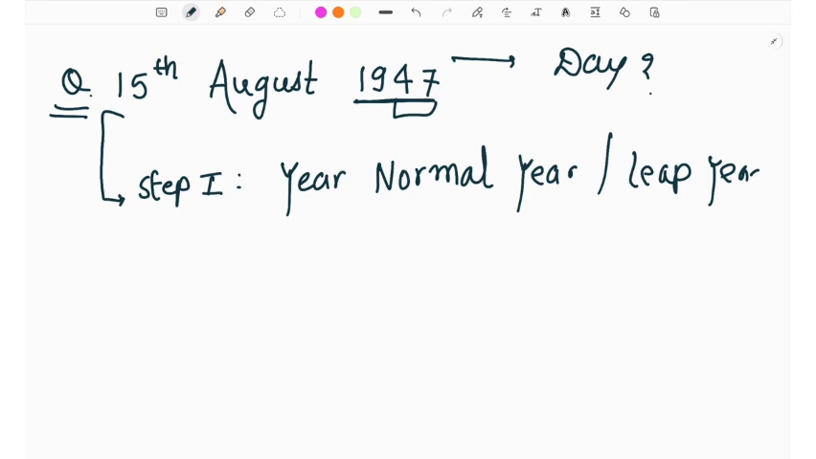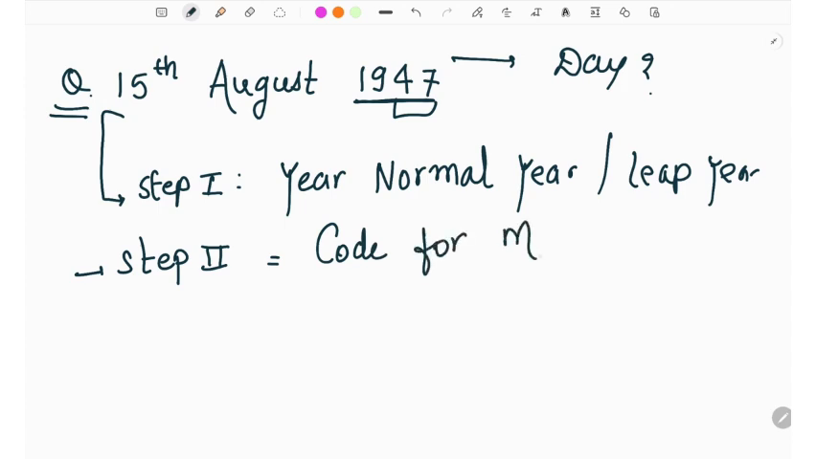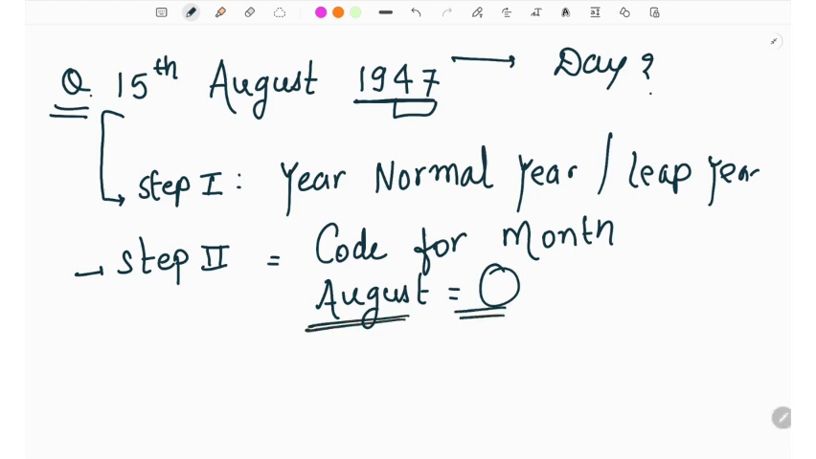The second step: check the code for month. So what is the month given here, student? August. So you have to check what is the code for August. If you don't know the code for August, then you have to see the previous part. I have decided that I will link all the parts together and give you all the parts in a single video. Initially you just see the parts, later on you can see one complete video based upon the calendar. So the code for the month, in case of August, you have to simply write it over here.